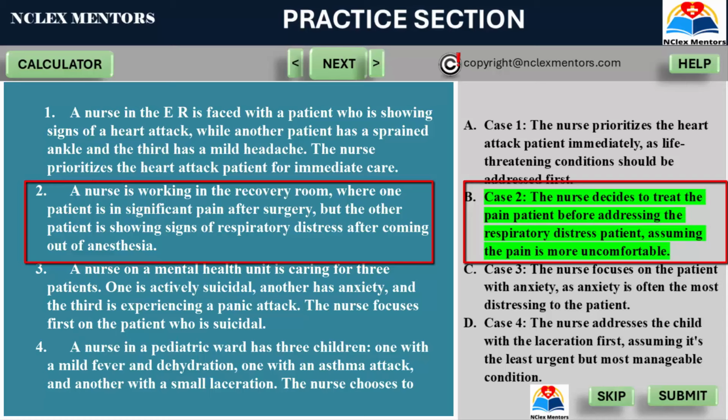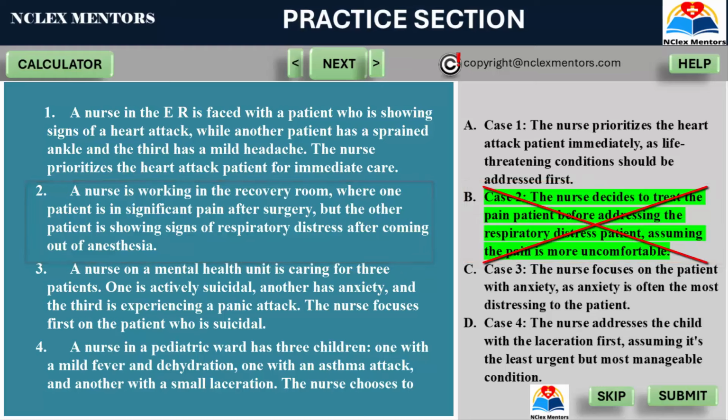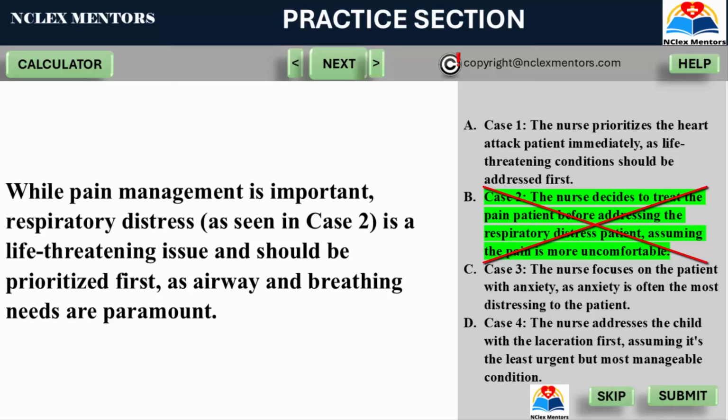Option B. Case 2. The nurse decides to treat the pain patient before addressing the respiratory distress patient, assuming the pain is more uncomfortable. Let's pause for a second. Does this sound like the right approach? Not quite. This is the incorrect approach.